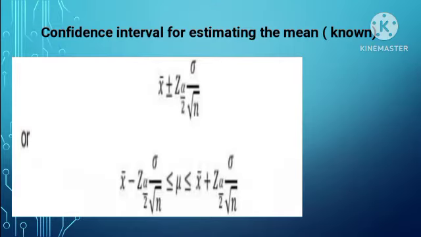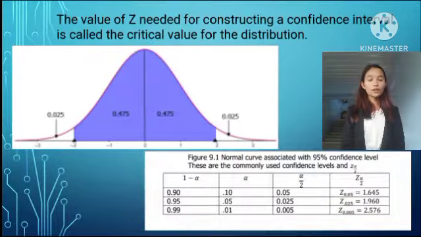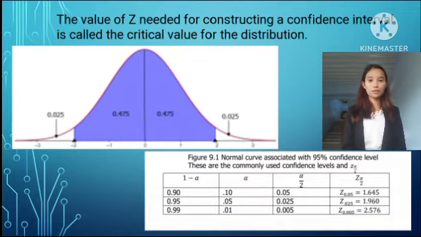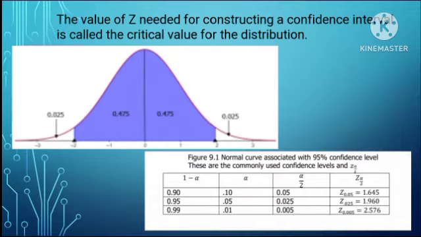Confidence interval for estimating the mean, sigma known. The formula is x bar plus or minus z sub alpha over 2 times sigma over the square root of n, or x bar minus z sub alpha over 2 times sigma over the square root of n, is less than the mean, which is less than x bar plus z sub alpha over 2 times sigma over the square root of n. The value of z needed for constructing a confidence interval is called the critical value for the distribution. The table below shows the most commonly used confidence levels.